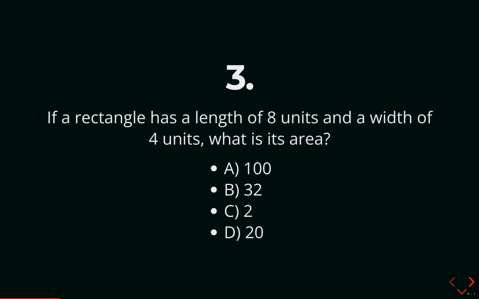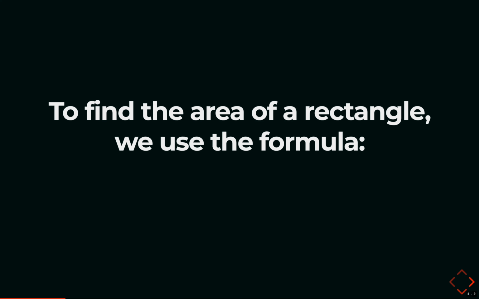Question 3. If a rectangle has a length of 8 units and a width of 4 units, what is the area? A. 100. B. 32. C. 2. D. 20. A is not correct. C is not correct. D is not correct. The answer is B, 32. Let's see how we solve this.